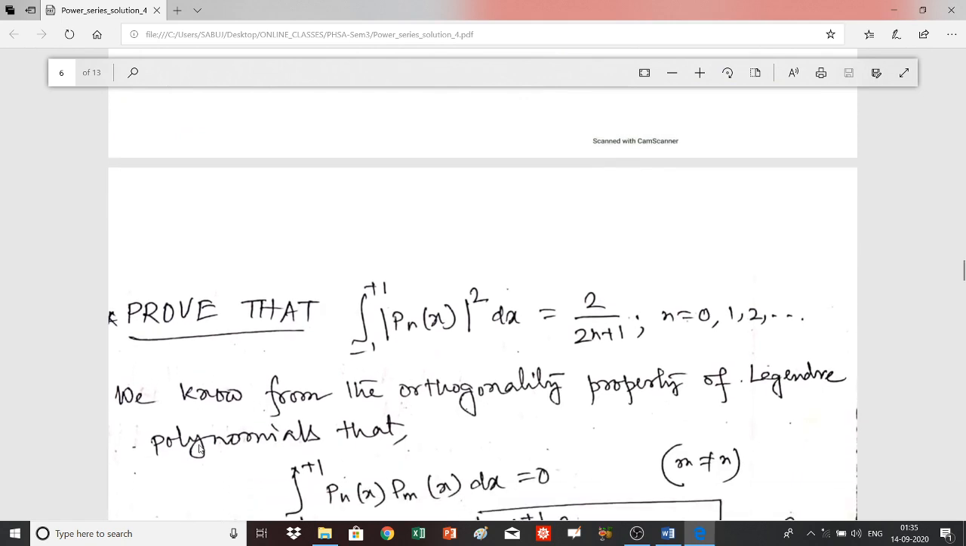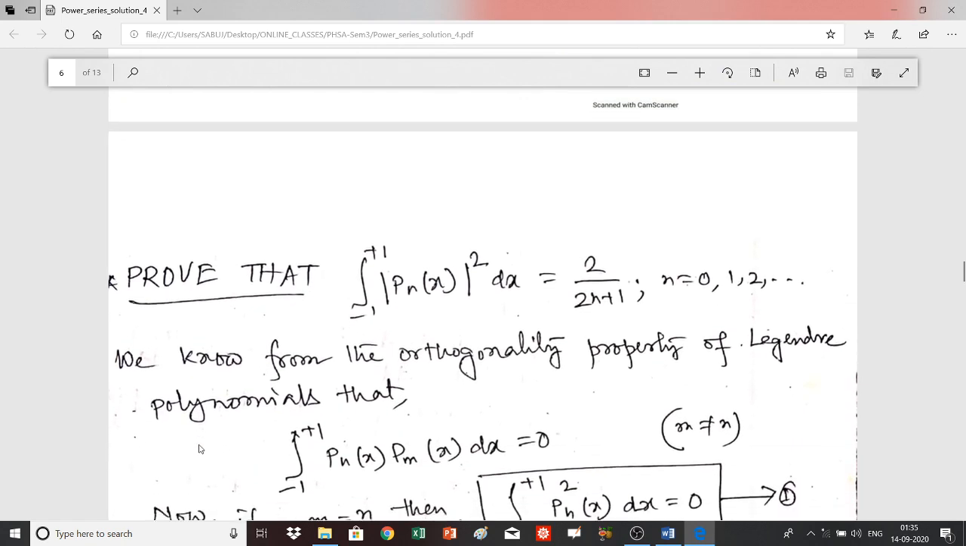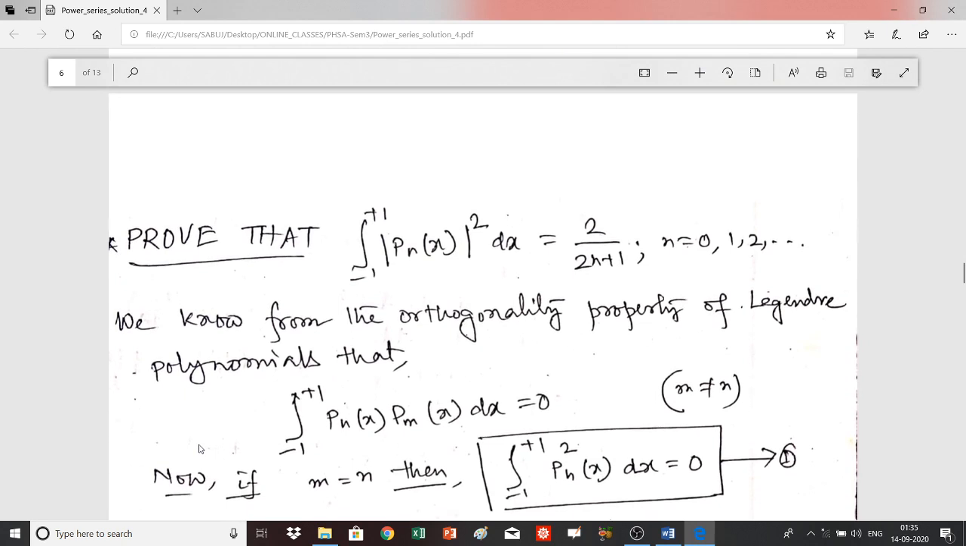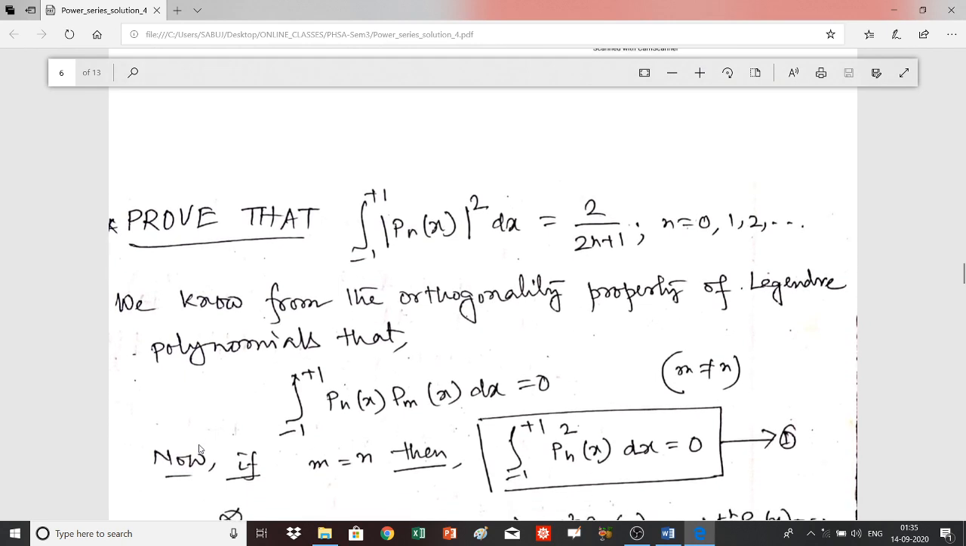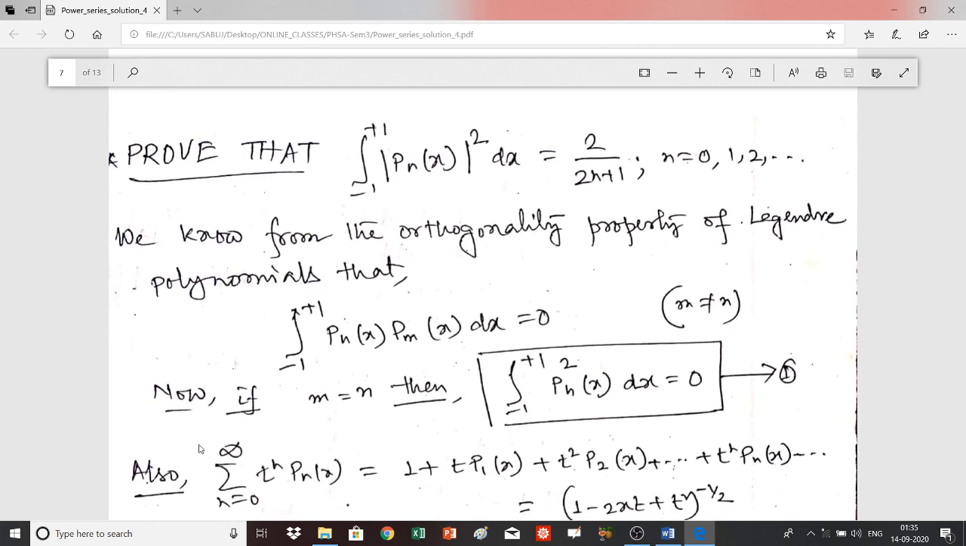So next, here is also another problem, which is we have to prove that the integral from minus 1 to plus 1 of the modulus of Pn(x) whole square dx is equal to 2 by (2n plus 1), where n is equal to 0, 1, 2, etc.